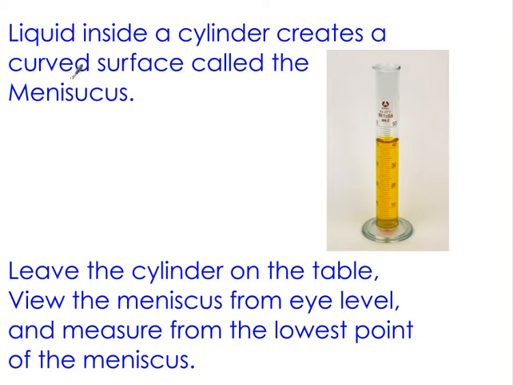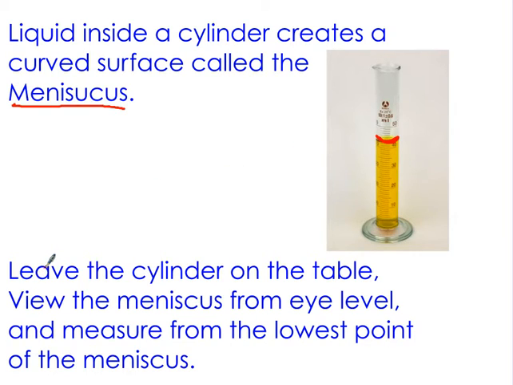Okay, so it says liquid inside the cylinder creates a curved surface. Because liquids have surface tension, they're going to stick to the walls a little bit and create this curve. It says the curved surface is called the meniscus. So you definitely need to know that term. It's going to keep coming back.